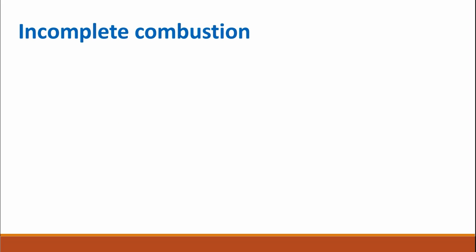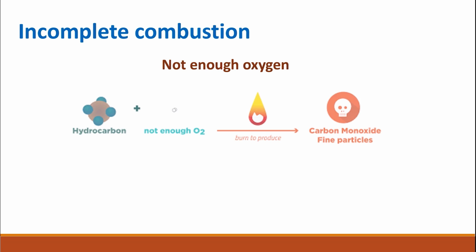For incomplete combustion: if there isn't enough oxygen, alkanes can still undergo combustion, but this is going to be incomplete combustion. Here, the hydrocarbon will not only give you carbon dioxide and water, but also carbon monoxide and carbon, which is soot. So this represents one of the problems of using alkanes as a source of fuel or as a source of energy.